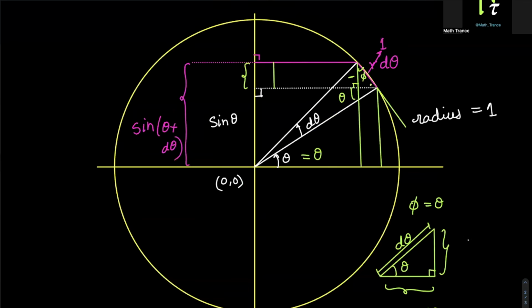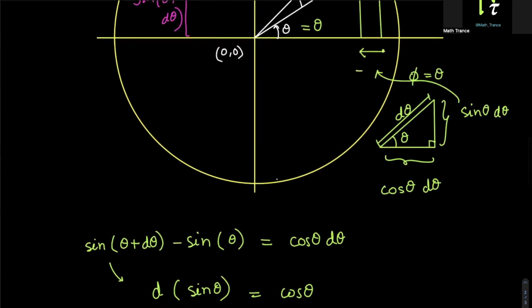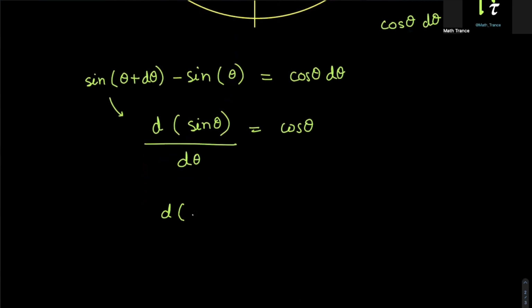So this side is sine theta d theta, right? But you can see that the initial point was here and finally it moved to this point. So the change is negative. What is the magnitude of the change? Sine theta d theta from here. So the actual derivative of cos theta is minus sine theta.